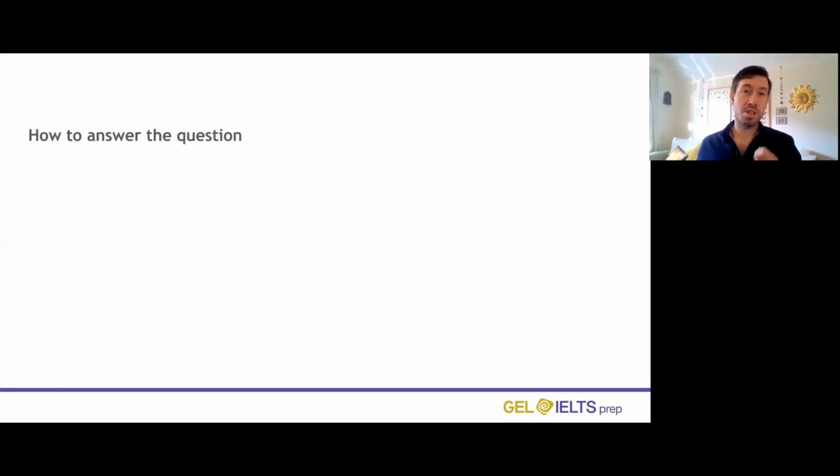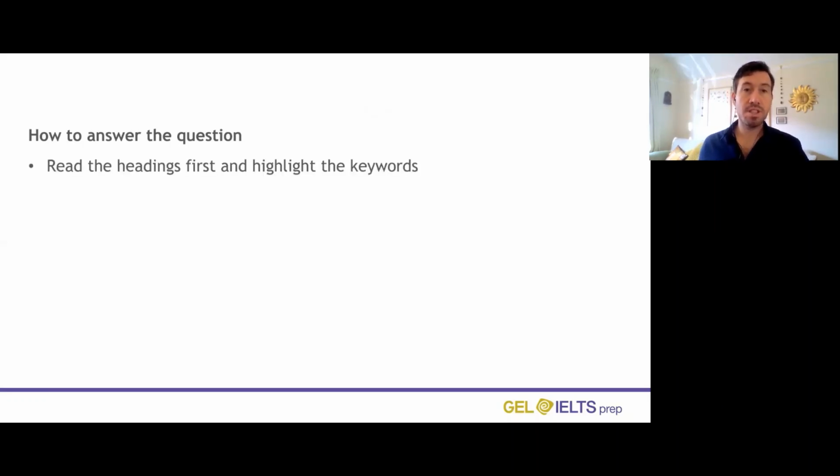So let's look at the strategy or how to answer this type of question. The first thing that you need to do is read the headings first. So you look through them and you highlight the keywords. What we mean by keywords are the most important words in the headings. We're going to look at how to do this in a moment.